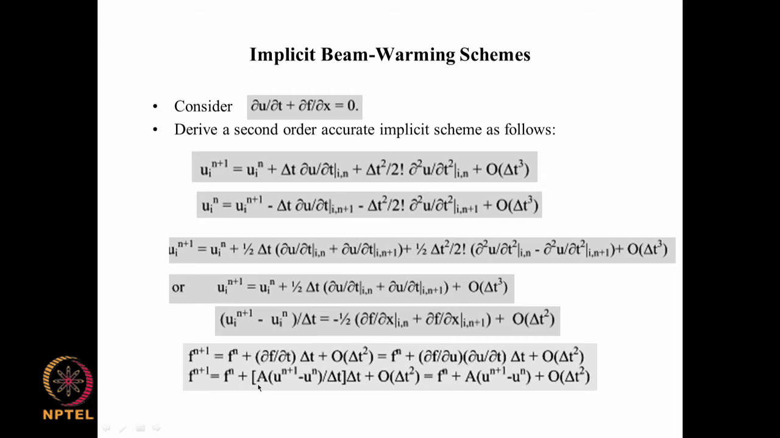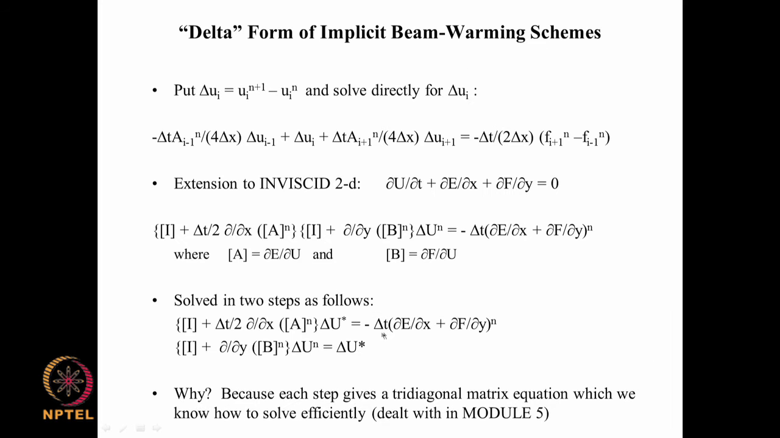This A here is essentially ∂E/∂u. So, this becomes a Jacobian and B is also a Jacobian, whereas A represents the terms coming in the x derivative, B represents the terms coming in the y derivative, and both are advective terms. So, these are nonlinear terms. The nonlinear part is linearized in this particular way.